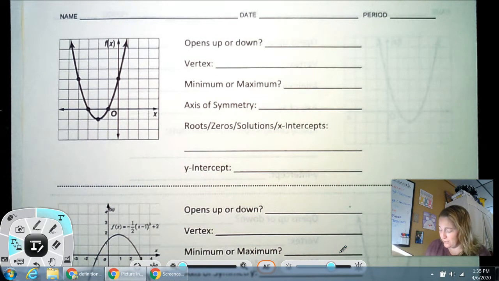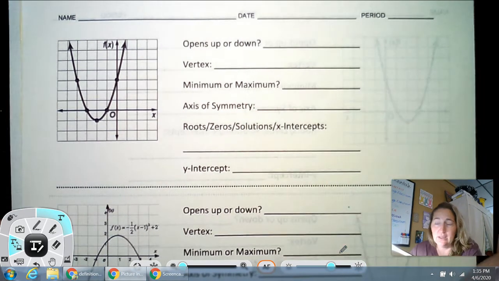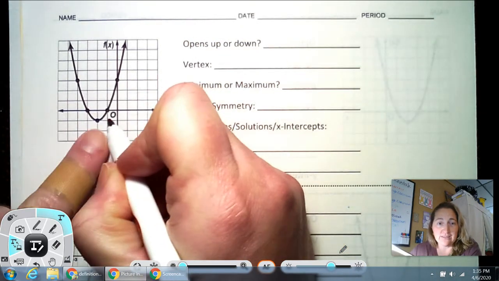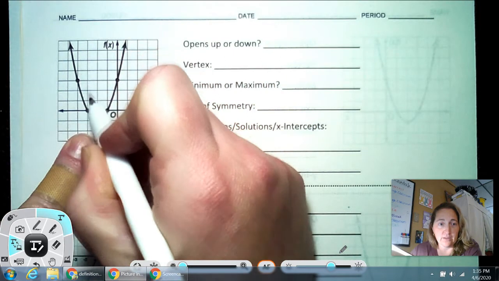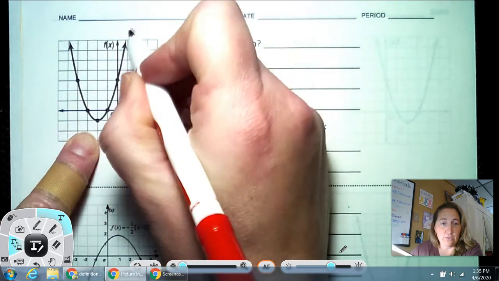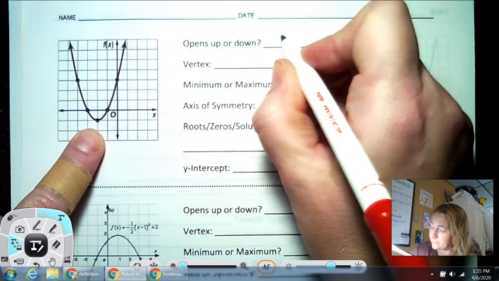So the first thing I want to know is, does this parabola open up or down? So the way we figure that out is we look at where the arrows are pointing. This one has its vertex at the bottom, and then it goes up on both sides. So this parabola opens up.